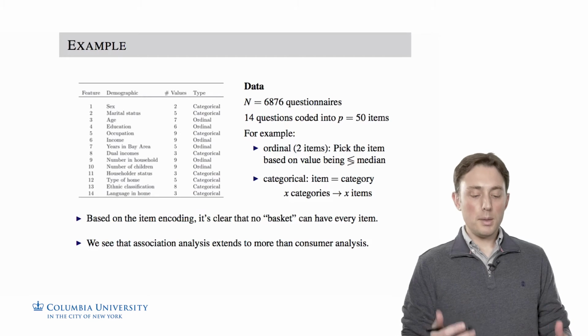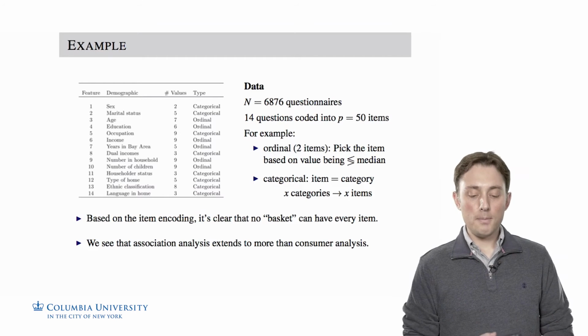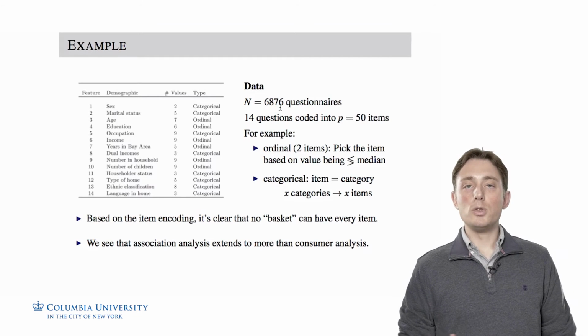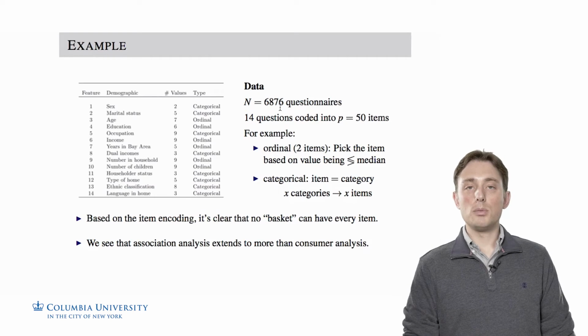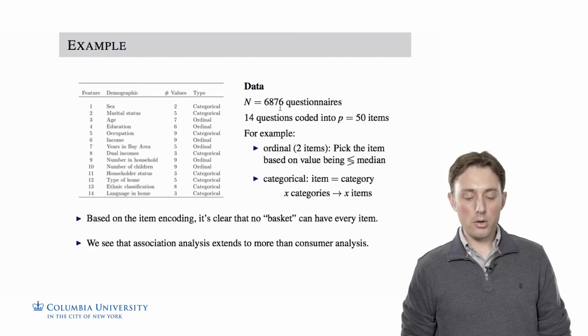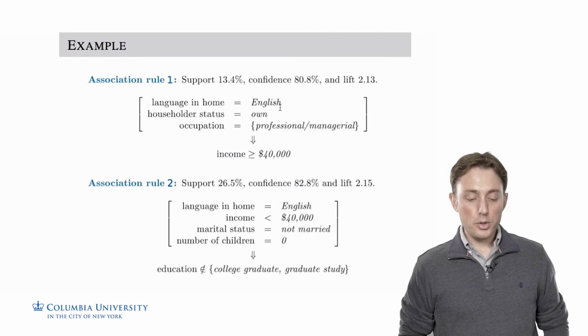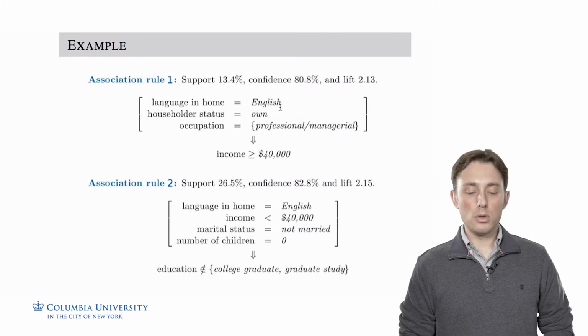We want to find different subsets of high probability. Already with this many items and this many responses, we can't use a brute force search of all the possible subsets, so we have to use the a priori algorithm. So that was what was done. And then let's look at 2 different association rules that were learned from this data set.